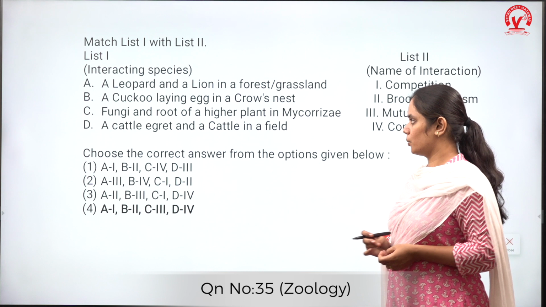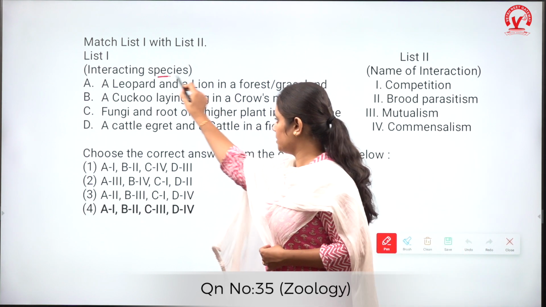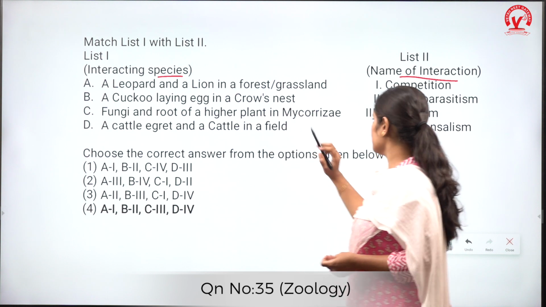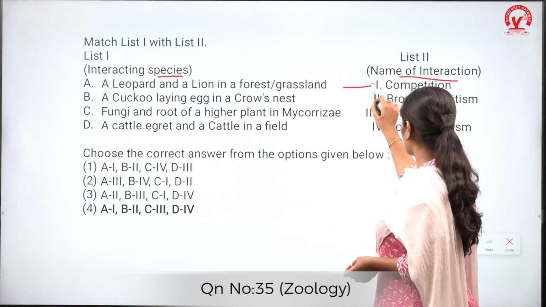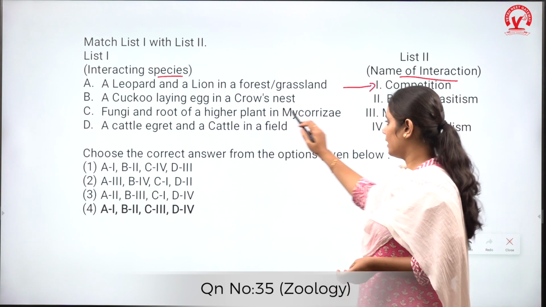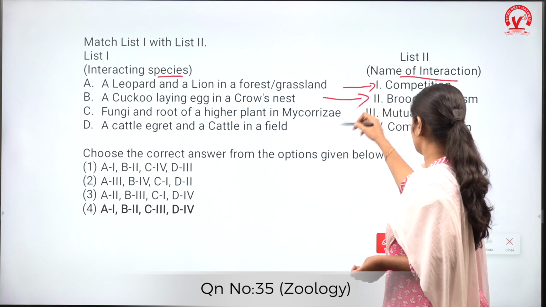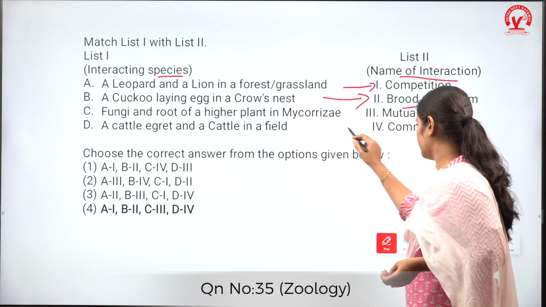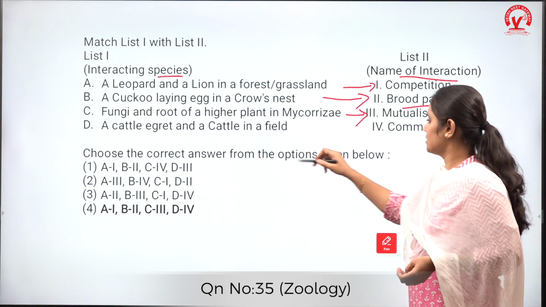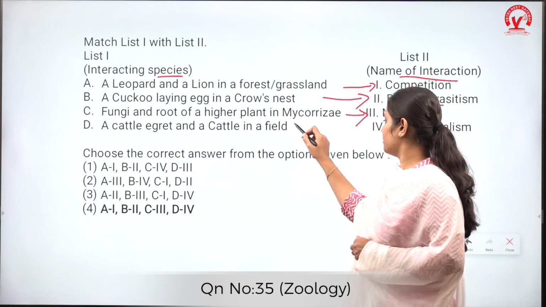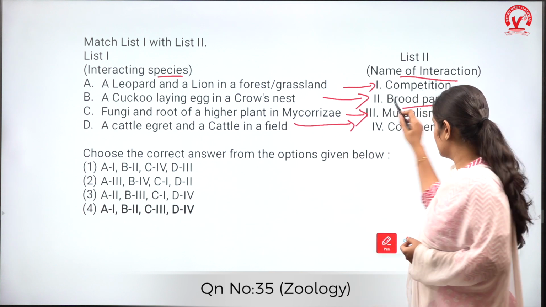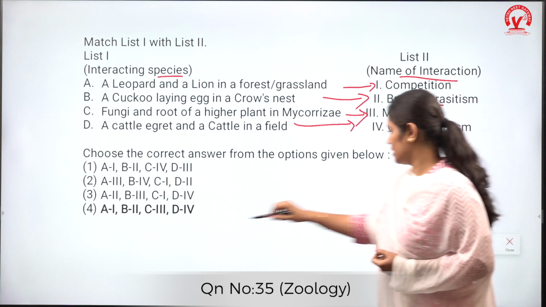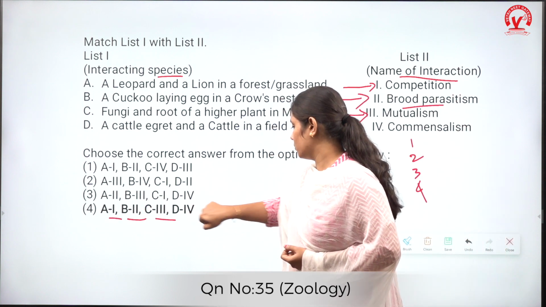So, another match the following question. Here we have to match the interacting species with the name of the interaction. So, leopard and lion in the forest. So, the interaction will be competition. Cuckoo laying egg in a crow's nest, it belongs to brood parasitism. Fungi and root of higher plant in mycorrhizae, mutualism, and a cattle egret and a cattle in a field, commensalism. So, they have given them in the order. Okay. So, 1, 2, 3, 4 is the answer.